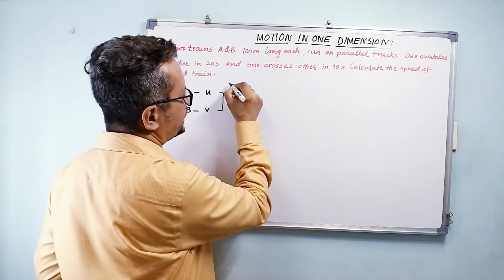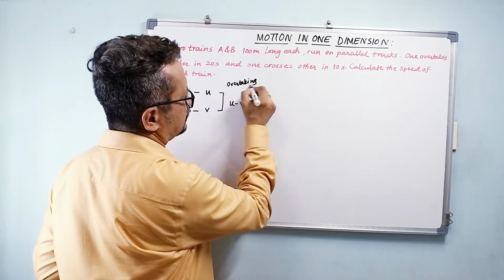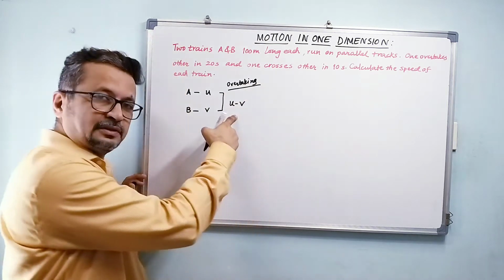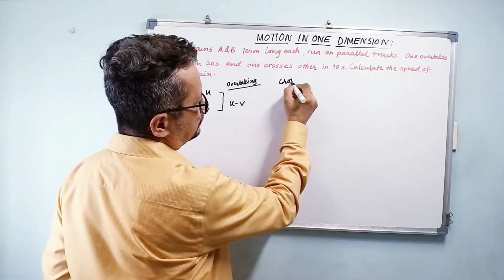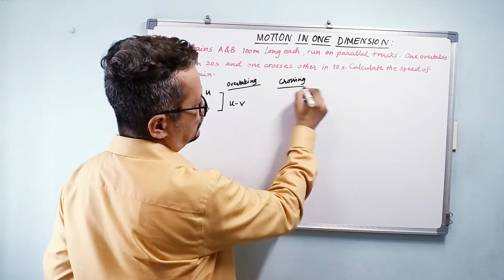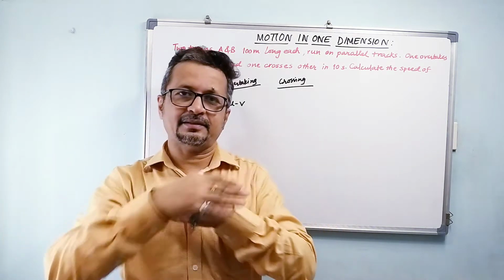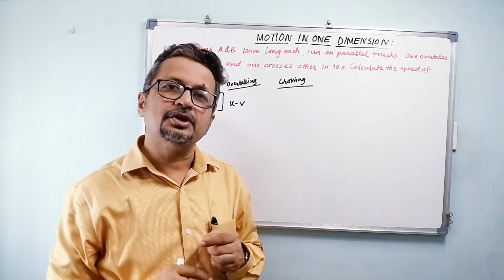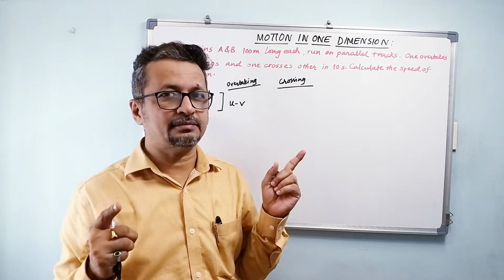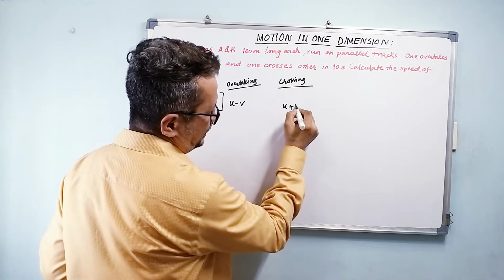So for overtaking, the relative speed is this. And what about crossing? One train is moving like this, the second train is moving like that. So the relative speed is going to be u plus v. We saw that before, while doing theory. So it will be u plus v.